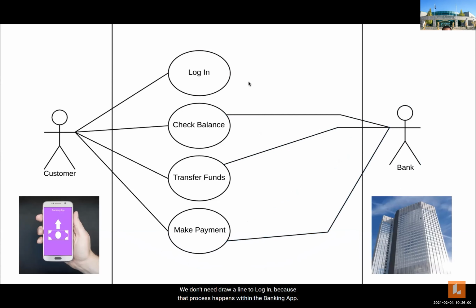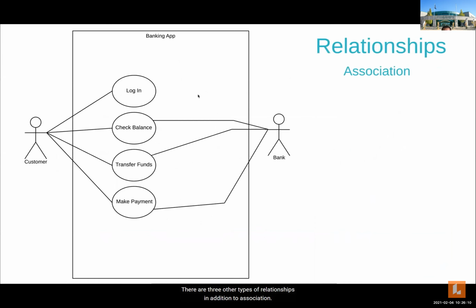We don't need to draw a line to log in because that process happens within the banking app. There's no need for the bank to actually get involved with the login process. There are three other types of relationships in addition to association. There's include, extend, and generalization. Let's build out this diagram with additional use cases in order to explain these types of relationships.